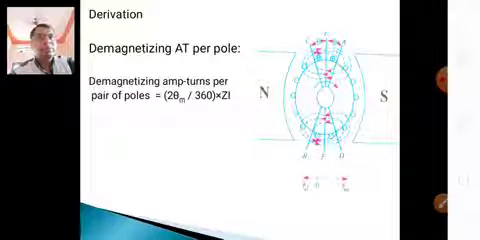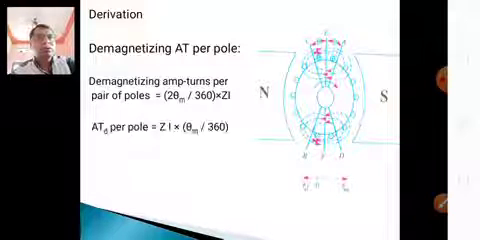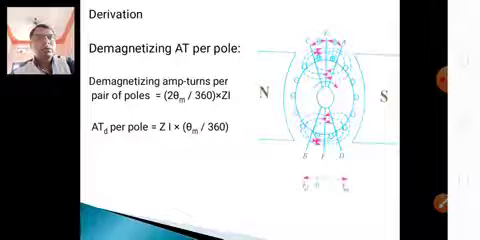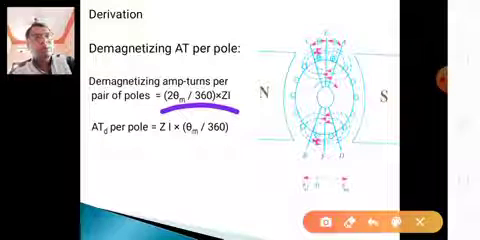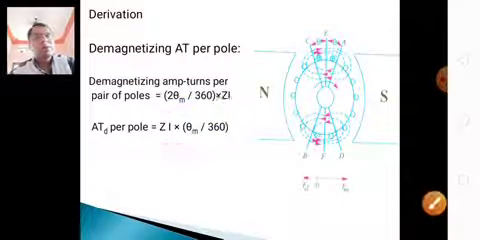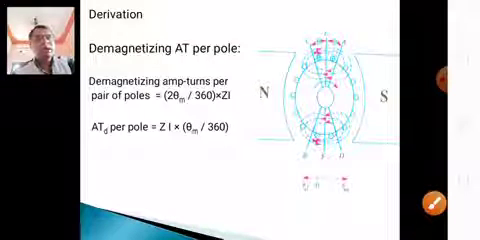So, demagnetizing ampere turns per pole. The demagnetizing ampere turns per pair of poles is 2 theta m by 360 into Z into I. So from this, ATd per pole is Z into I into theta m by 360. It is for a pair of poles, so per single pole it is divided by 2. That is Z into I into theta m by 360.